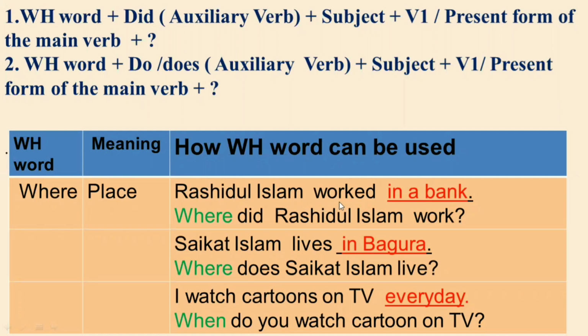Here you can see the main verb is in the past tense. Then you have to take did as an auxiliary verb, right here, did. Then the subject of the sentence, Rashidul Islam. Then the main verb, present form V1. Here you can see V1, present form of the main verb. Then question mark. And second one, Shoykut Islam lives in Bogura.